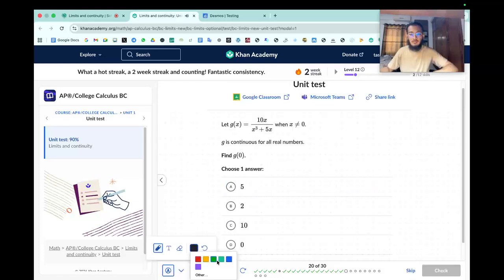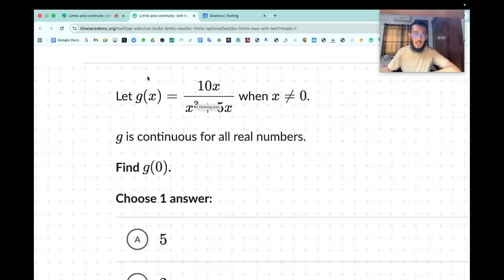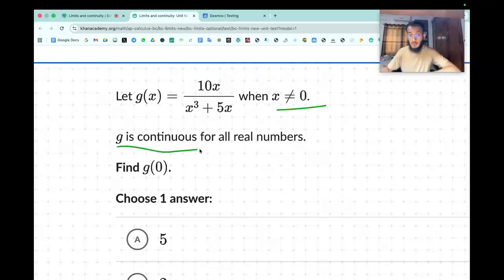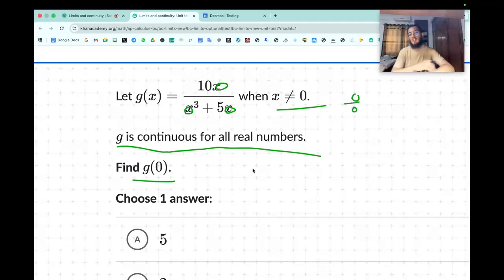Next question. Gx is this function where x is not equal to 0. G is continuous for all the numbers. Find the value of g at 0. So if you plug in 0 here, it's 0, and it's also 0, and it's also 0. So 0 divided by 0. Indeterminate form.